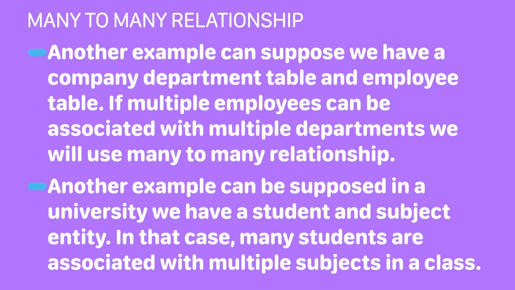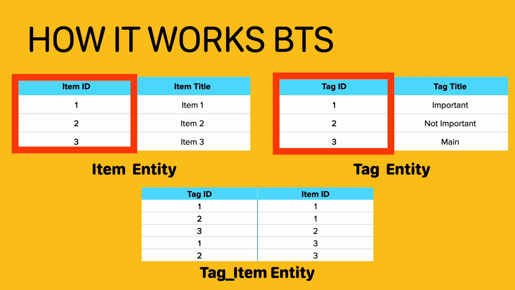So how does all this work behind the scenes? Suppose we have two entities. One is the item entity, which has ID and title as attributes. Another entity will be the tag entity, which has ID and title as attributes. To make a relationship, we have created another entity called the tag item entity, which will store the tag ID and item ID as attributes. We can see that multiple tags can store multiple items. This shows how in the background all this works. So let's move further.